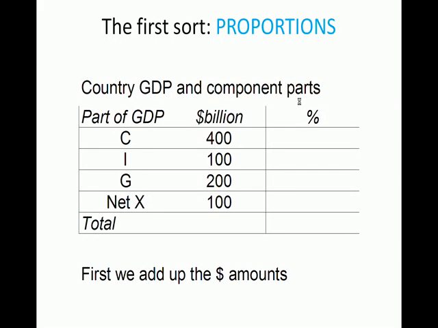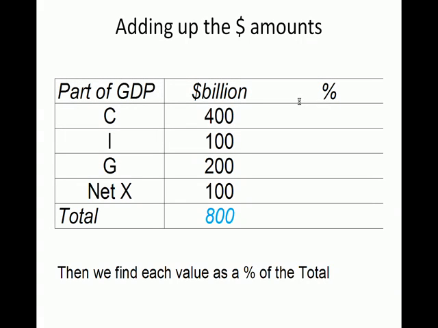Let's look at a country's GDP and its component parts. The component parts are consumption, investment, government spending, and net exports. Let's say we have a country with billions of dollars, 400 consumption, 100 investment, 200 government spending, and 100 of net exports. Before we even think about percents, we must first add up these amounts. When we add them up, we get 400, 100, 200, 100, $800 billion.